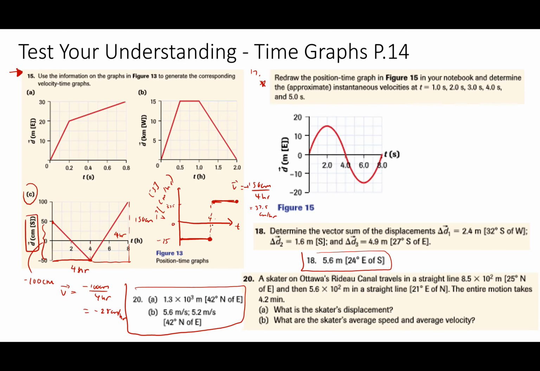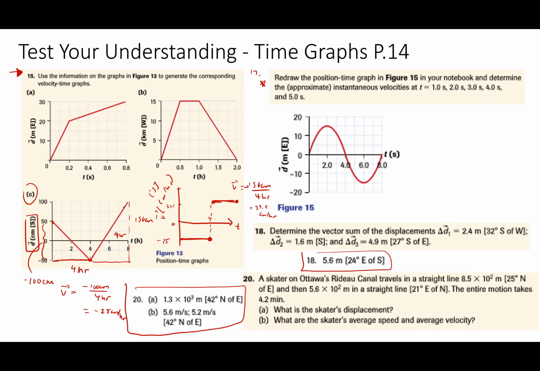I would not connect these points. I would just leave it as the dotted lines, or you can just leave it as the horizontal lines, right? And that just implies that there is a change. So for the most part, it's pretty straightforward when you have constant velocity.